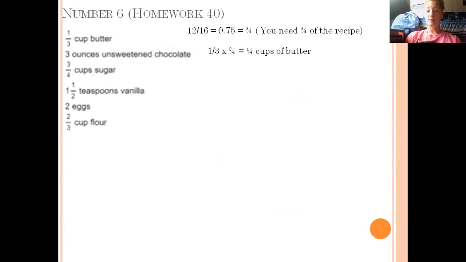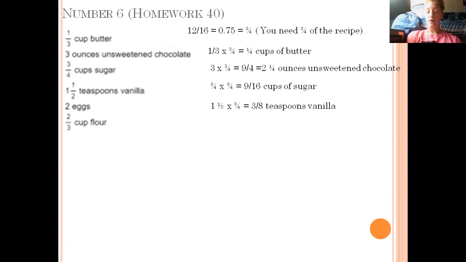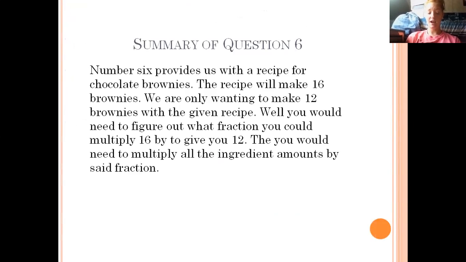So 1/3 times 3/4 equals 1/4 cups of butter. 3 times 3/4 equals 9/4, which simplifies to 2 1/4 ounces of unsweetened chocolate. 3/4 times 3/4 equals 9/16 cups of sugar. 1 1/2 times 3/4 equals 9/8 teaspoons of vanilla. 2 times 3/4 equals 3/2 eggs. 2/3 times 3/4 equals 1/2 cups of flour.